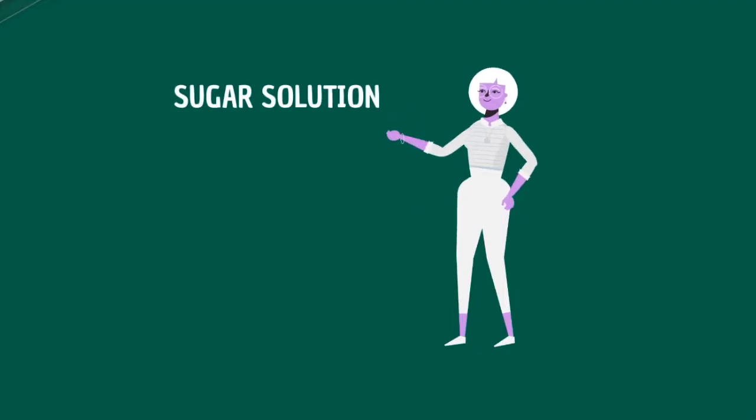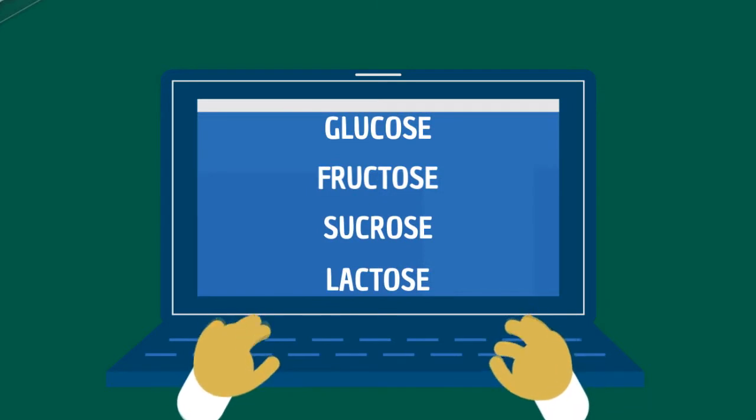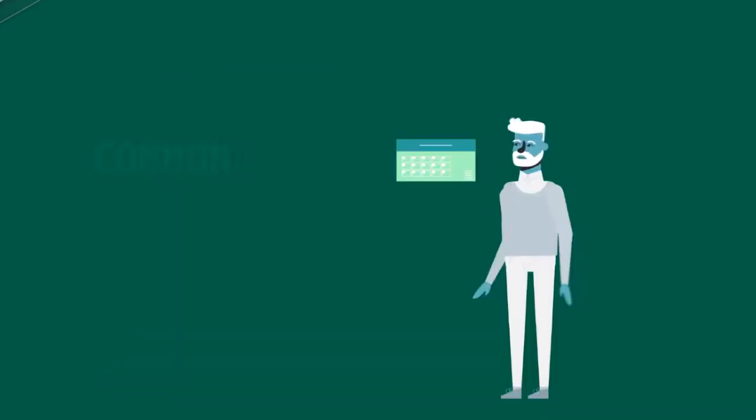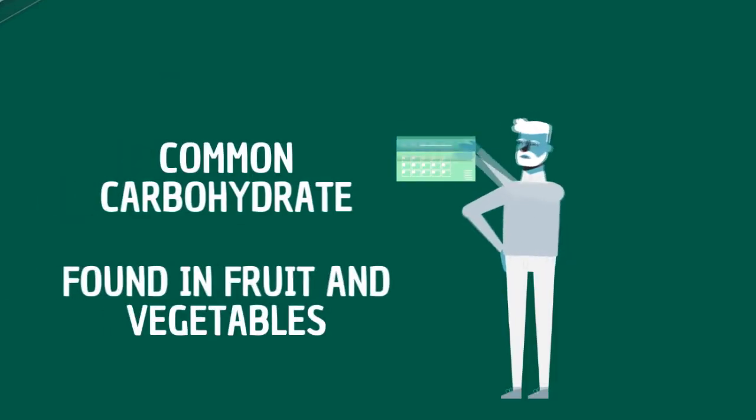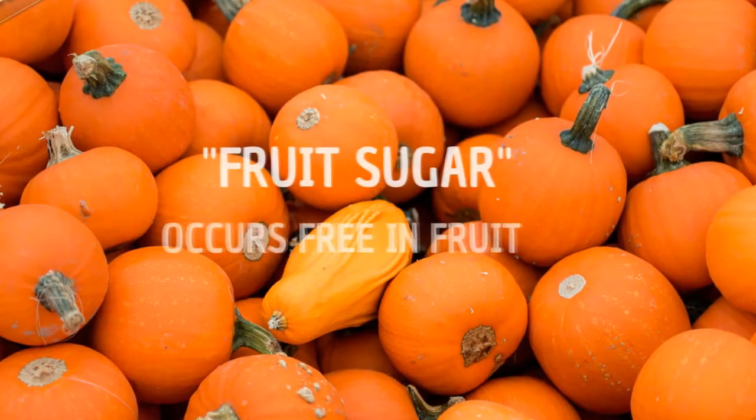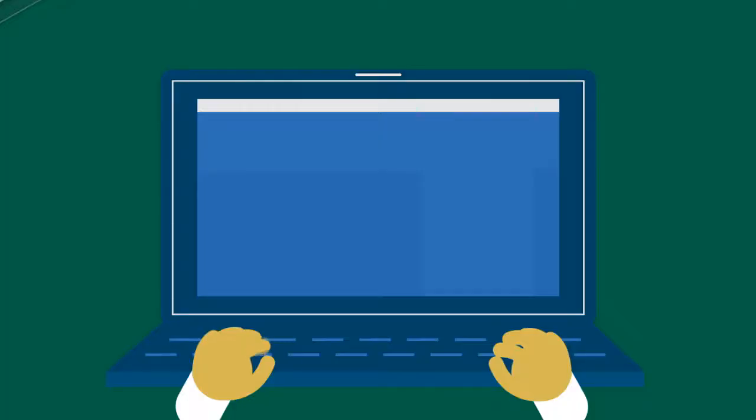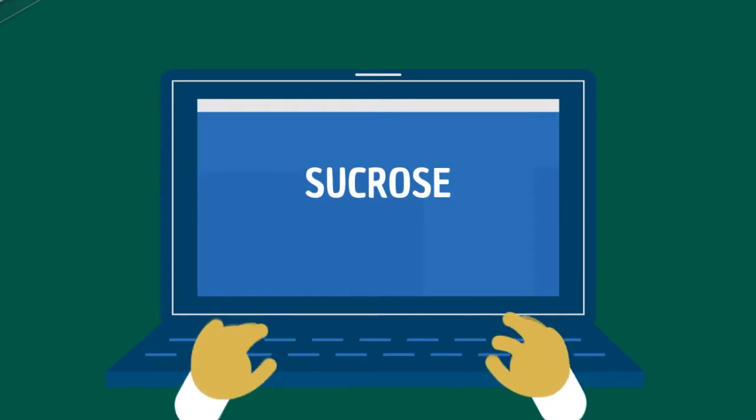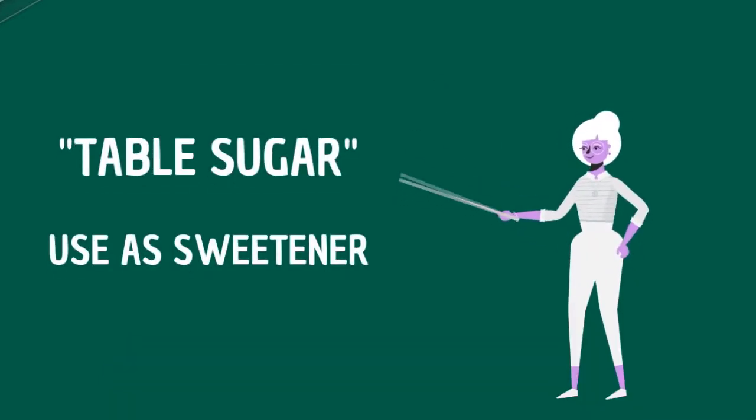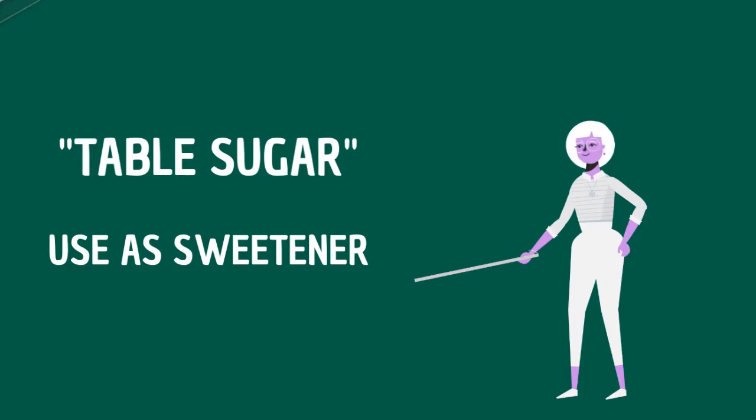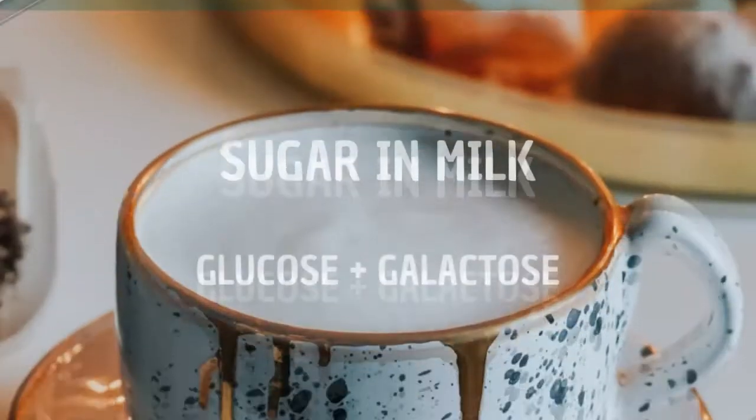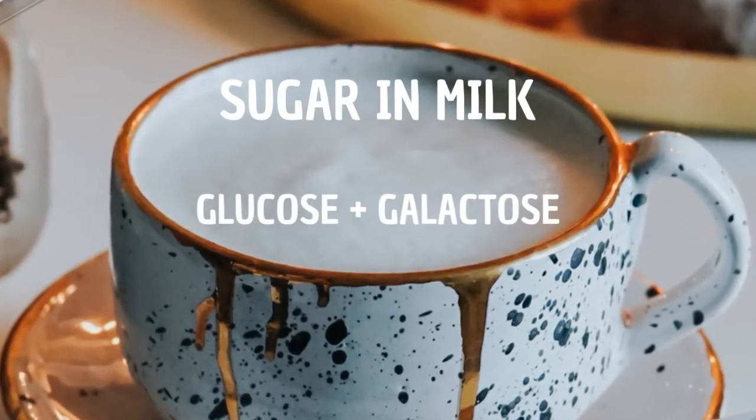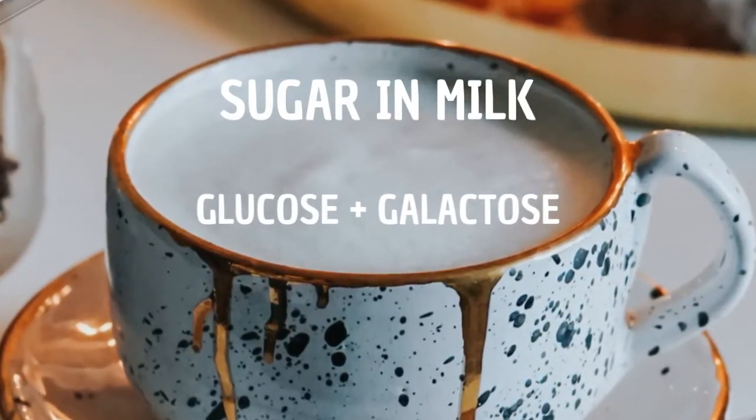Sugar solution. We have here glucose, fructose, sucrose, and lactose. Glucose is the most common or important carbohydrate present in food today. It can be found in all fruits and vegetables. Fructose is fruit sugar as it occurs free in fruit. Glucose and fructose are monosaccharide molecules. Next, sucrose. This is the table sugar typically used as an added sweetener for many recipes. And lactose is the sugar in milk, composed of glucose and galactose. Sucrose and lactose are disaccharide molecules.